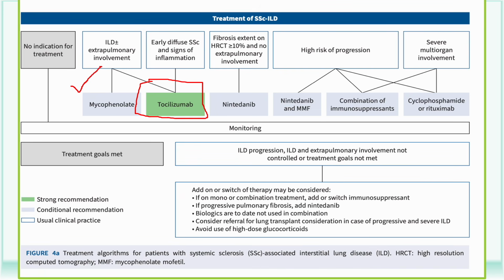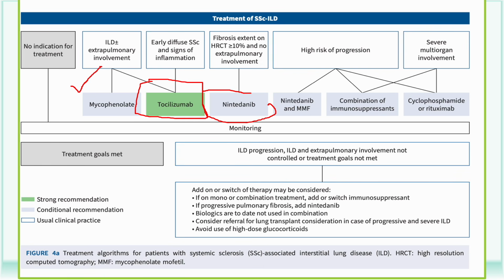Also, if you see, nintedanib has come into the picture for all patients where the fibrosis extends to more than 10% on the HRCT and no extrapulmonary involvement. So, if you're dealing with SSc-ILD and the fibrosis is more than 10% in HRCT, you should add nintedanib. It is suggested to slow our FVC decline because of fibrosis.